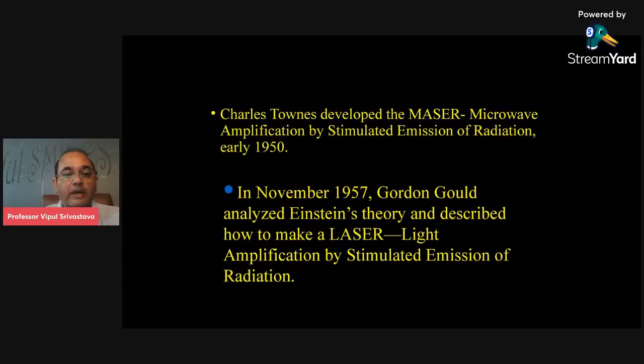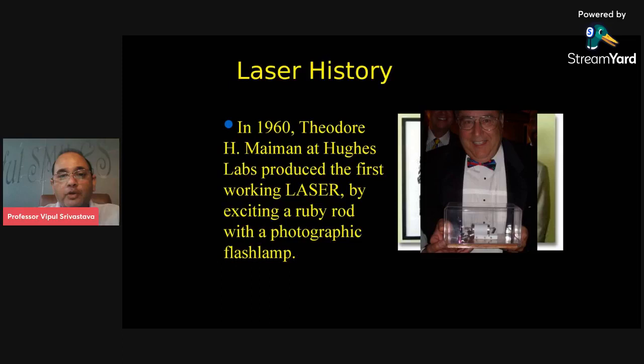In 1960, Theodore H. Maiman at Hughes lab produced the world's first laser, and you can see how he produced the laser. He excited a ruby rod with a photographic flash lamp, and you can see in the picture, this particular photograph is very important and very dear to me. It is the world's first ever laser, whether we are talking about defense, normal human life, medicine or industrial uses. This is the world's first laser which started a revolution for this cutting edge technology.